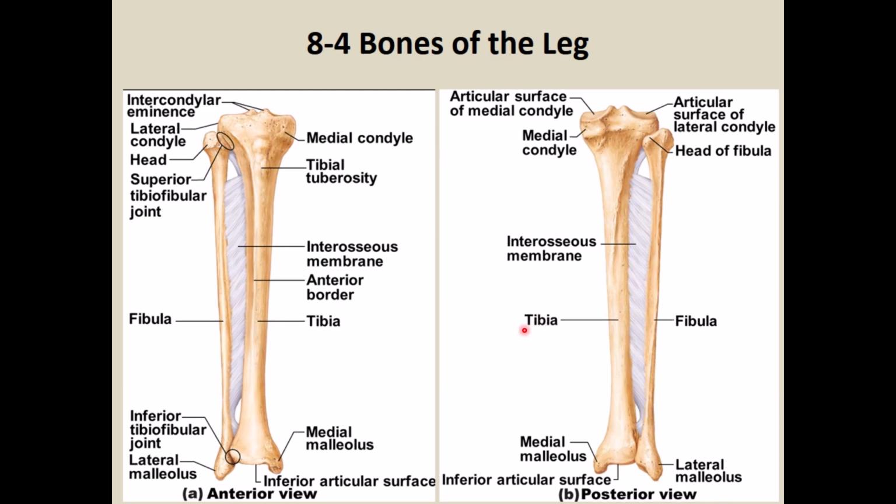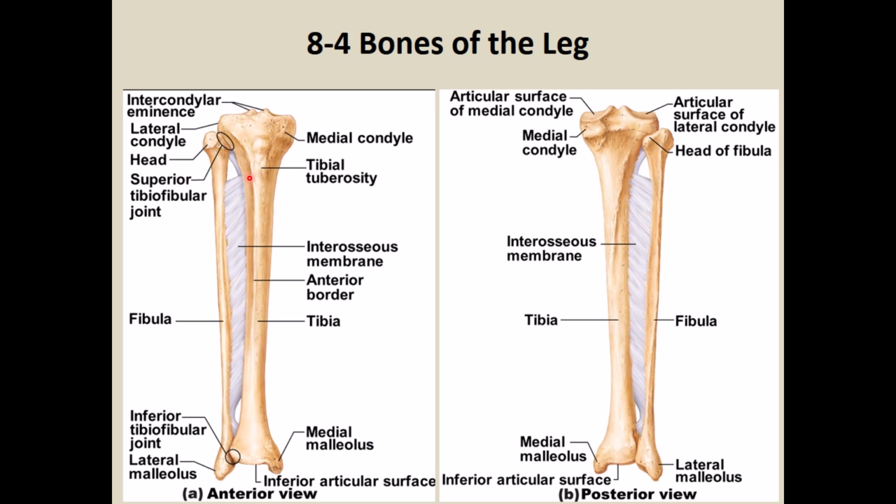And these are the bones of the leg. Normally, people call the whole lower limb the leg, but that is not anatomically correct. The thigh is the upper part and the leg is the lower part. So above the knee is called the thigh. Below the knee is called the leg.